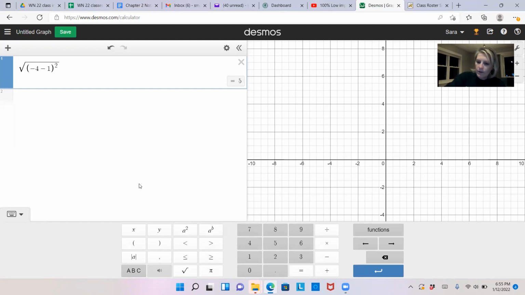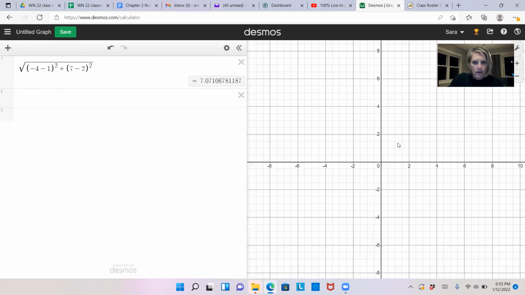And then I have to add the difference of our y value. So 7 minus 2, and then I'm going to square that as well. Oh, and that should all be underneath the square root. Okay, there we go. So there's the distance between those 2 points.